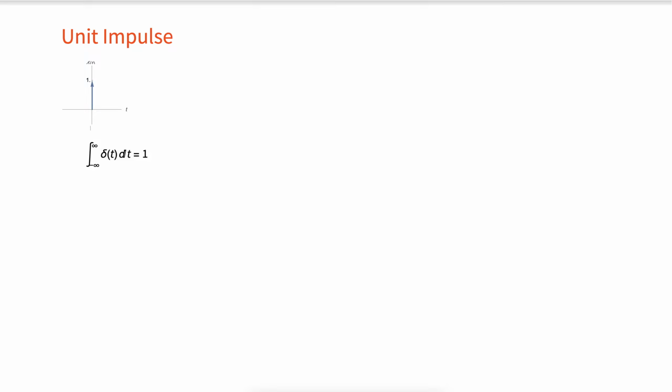Let's look at a few other properties of the unit impulse function, which will make it easier for us to work with the signal. If delta t is multiplied by any function f of t, since delta t is 0 everywhere except for t equal to 0, the result will be equal to delta t times the value of f at time 0. This property is called multiplication by a function.